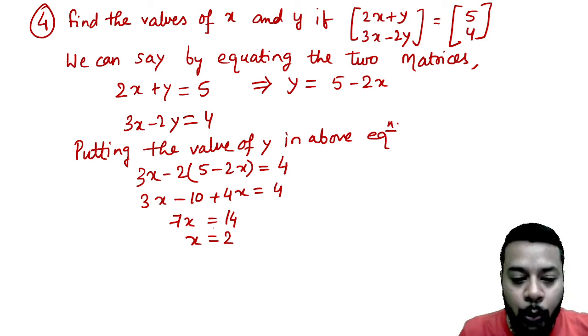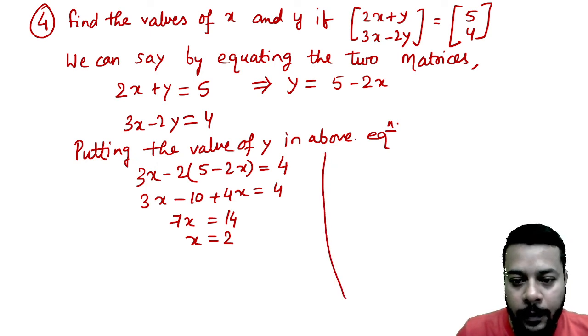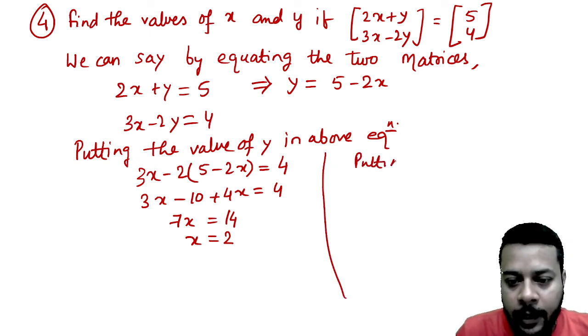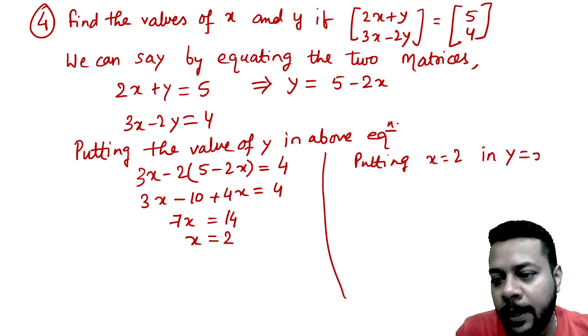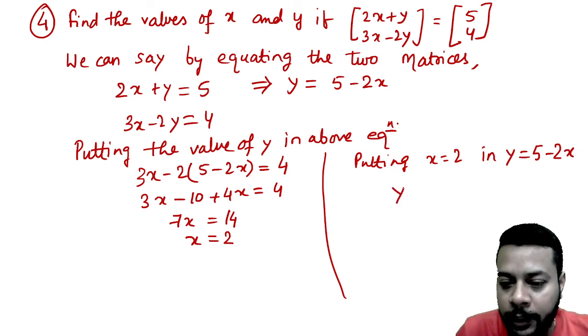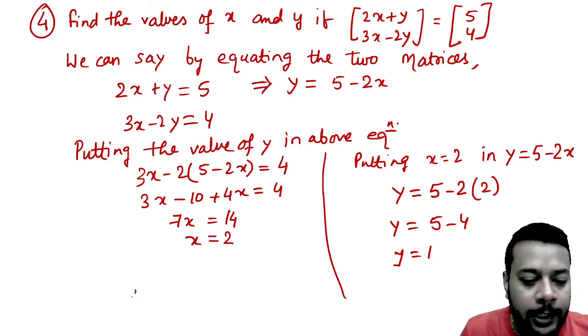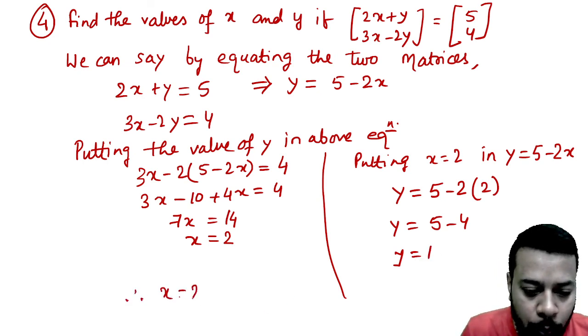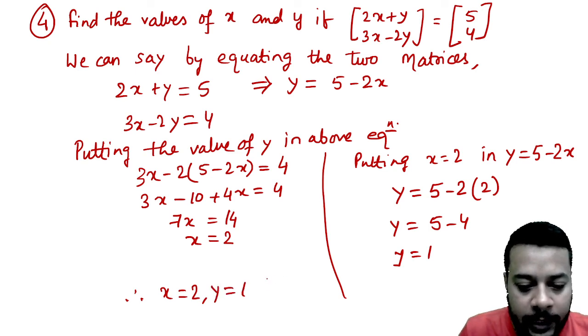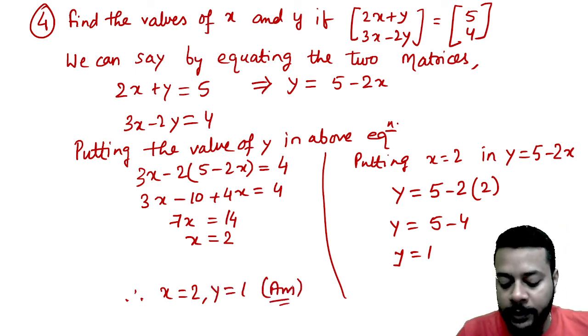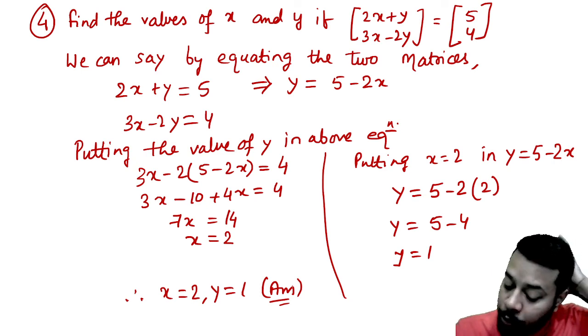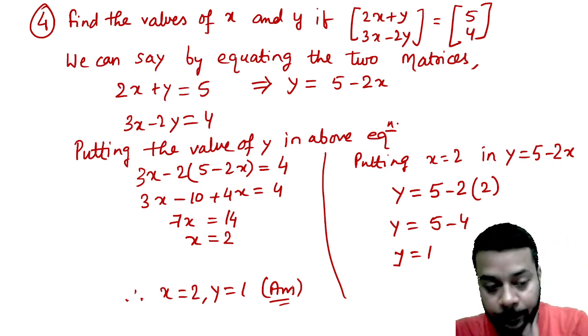So if x is 2, put the value here. Write down, putting x equal to 2 in y equal to 5 minus 2x, we will get the value of y also. Then y will be 5 minus 2 into x value 2. Y will be 5 minus 4, that is 1. So write collectively your answer. X is 2 and y is 1. This is our final answer of this question.